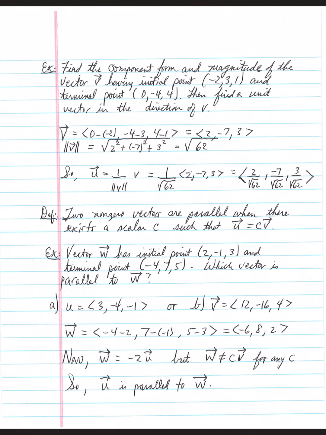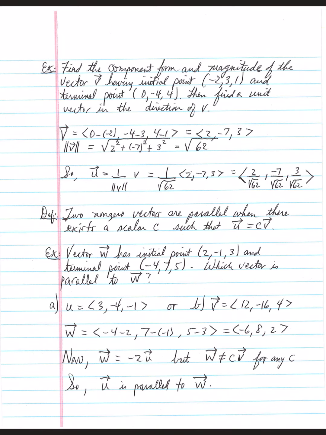Here we go. x2 minus x1 is -6. y2 minus y1, that's 8. z2 minus z1, that's 2. So this is the component form. This is where vector w would end in space if you were to reset the initial point at the origin.